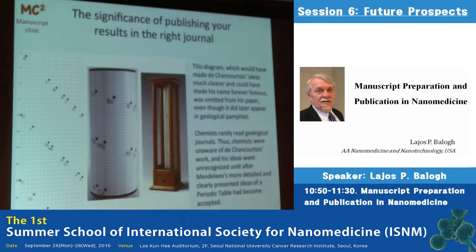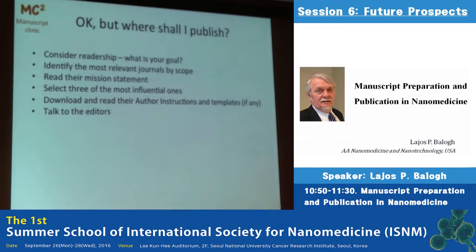It was omitted from his paper, even though it did later appear in a geological pamphlet. But chemists don't read geologists' journals. Why would they? They didn't read them at that time, they don't read them now. So they understood Mendeleev's table, a different way of presentation of the same concept, which actually came later and had become a periodic table. So, okay, but where shall I publish?